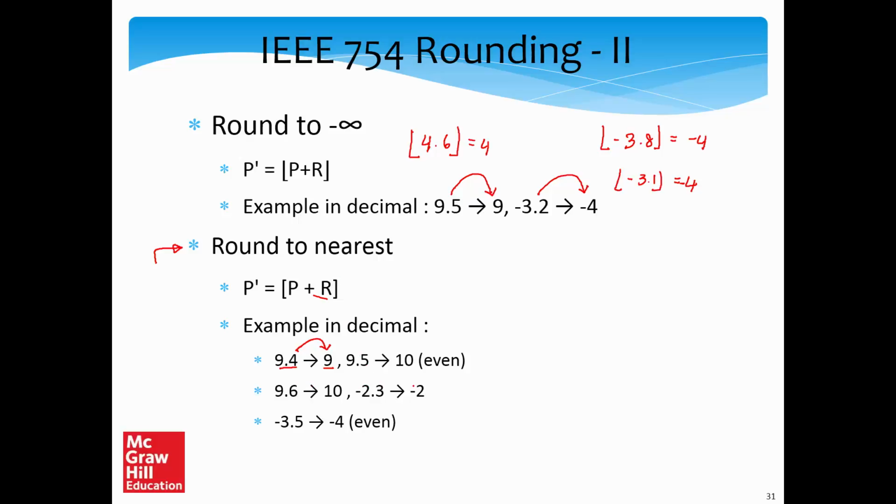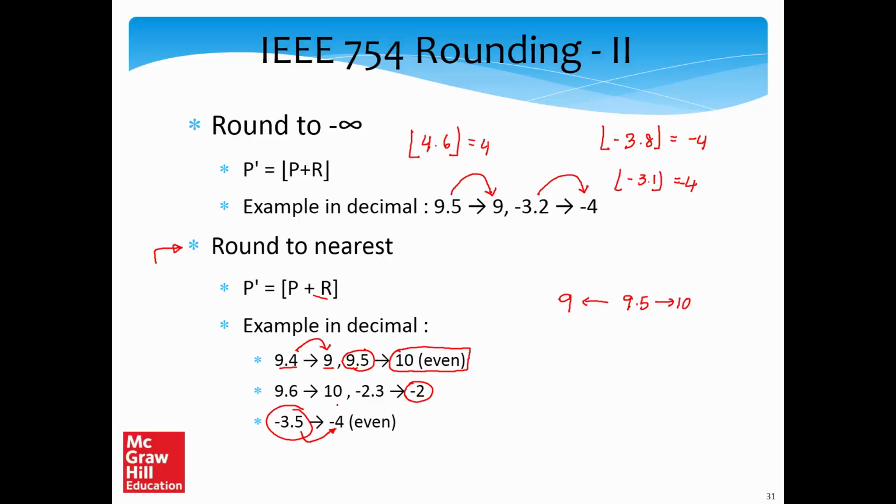Similarly, minus 2.3, the closer integer is minus 2. So that's fine. But the difficulty comes with 9.5 and minus 3.5 because they are in the middle. 9.5 can be rounded to either 9 or 10. It's equally close to both 9 and 10. So in this case, as a matter of convention, we'll prefer the even number. The even number is 10, so we'll round it to it. Similarly, for minus 3.5, we'll round it to the nearest even number, which is minus 4.